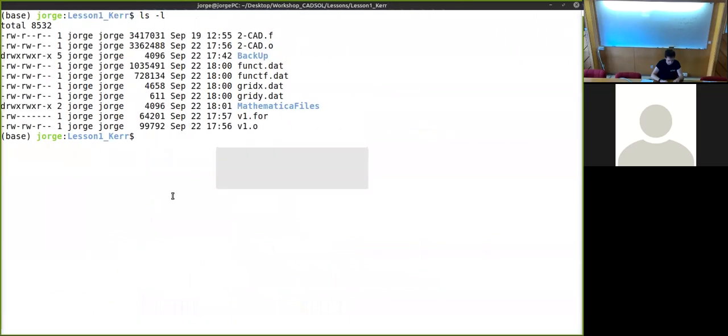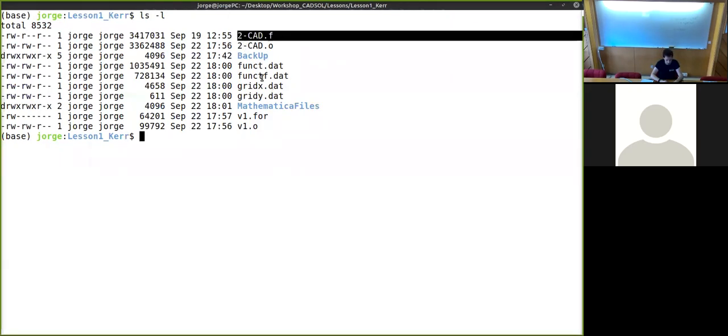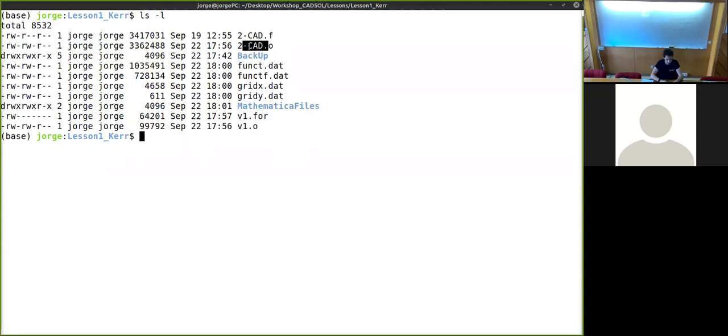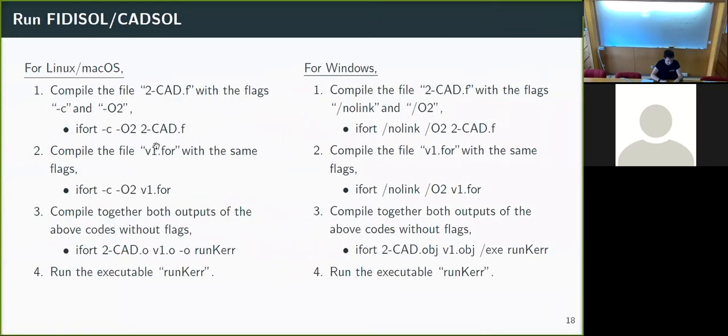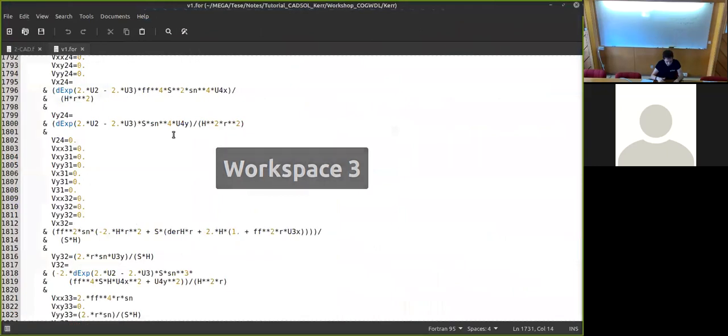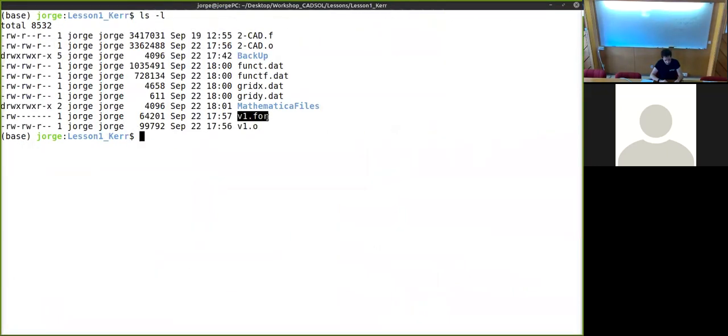So I'll show you how to do this. Here I have the 2 Fortran files, this one and this one. I already have the outputs from the 2 initial codes. This one will give you some warnings, some remarks, but you don't have to be worried about that, unless you get an error, which is a different case. It takes quite a while, so I will not run it here. Then for the v1 file, it should be quite fast.